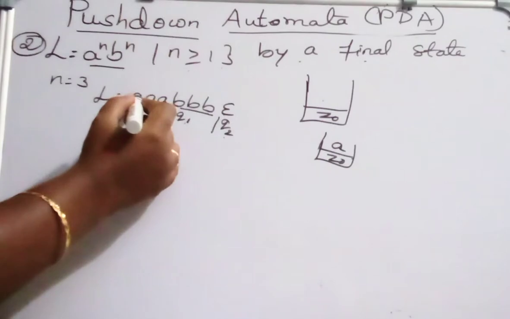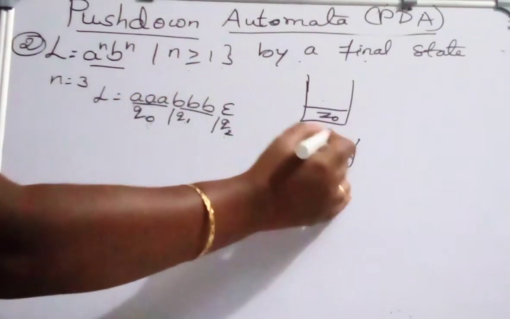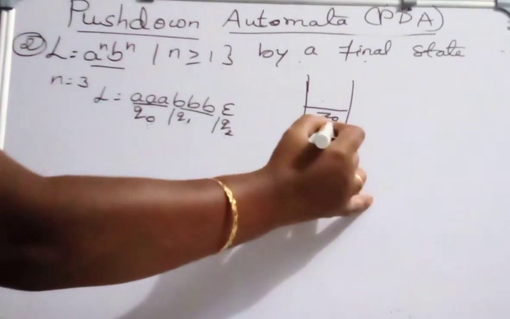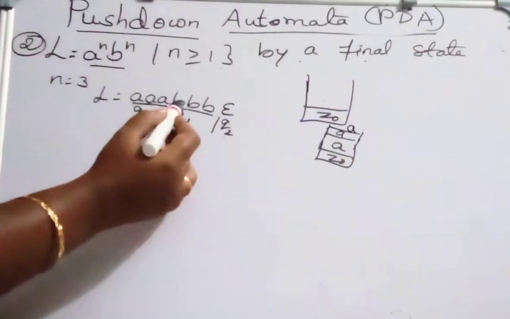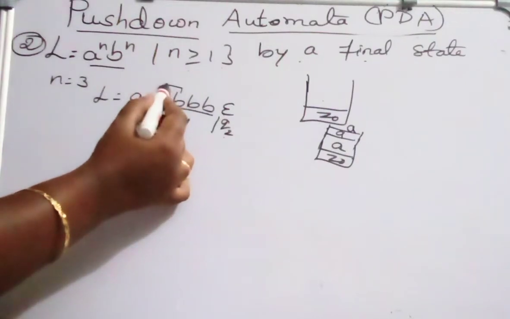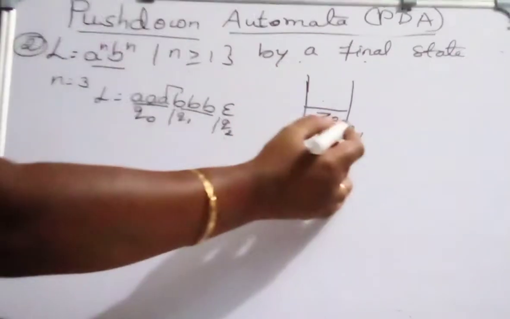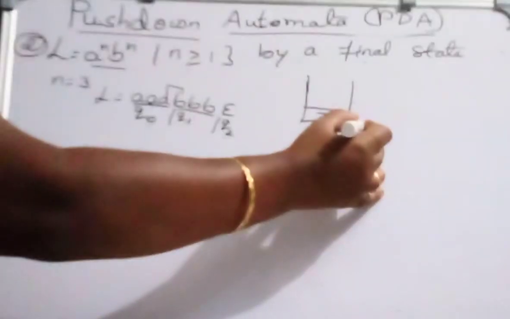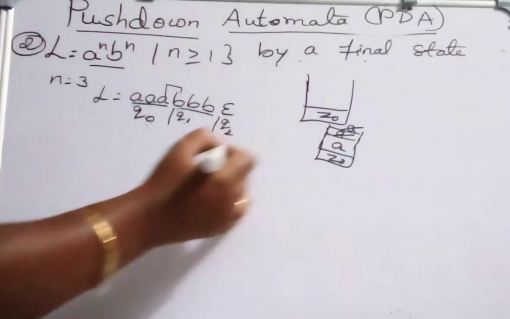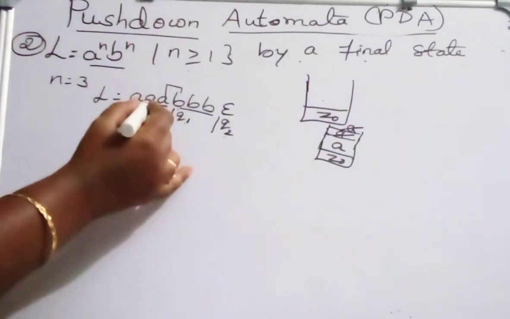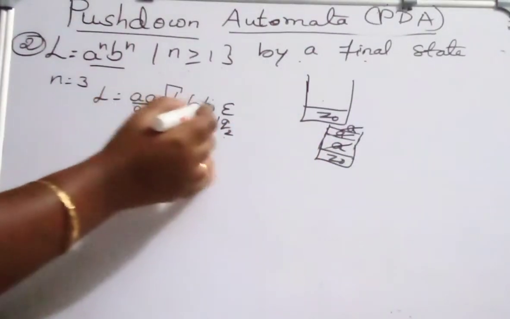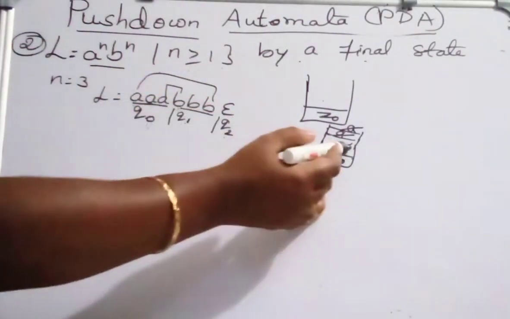And what is the next symbol? The next symbol is A. Again A will be pushed to the stack. The third symbol is A, and again the third A will be pushed to the stack. Whenever it finds B, what happens? For one B there should be one corresponding A. So whenever it finds B, it deletes that content. Again if it finds B, it pops the symbol A from the stack. Again for the third B, it pops the symbol A from the stack.